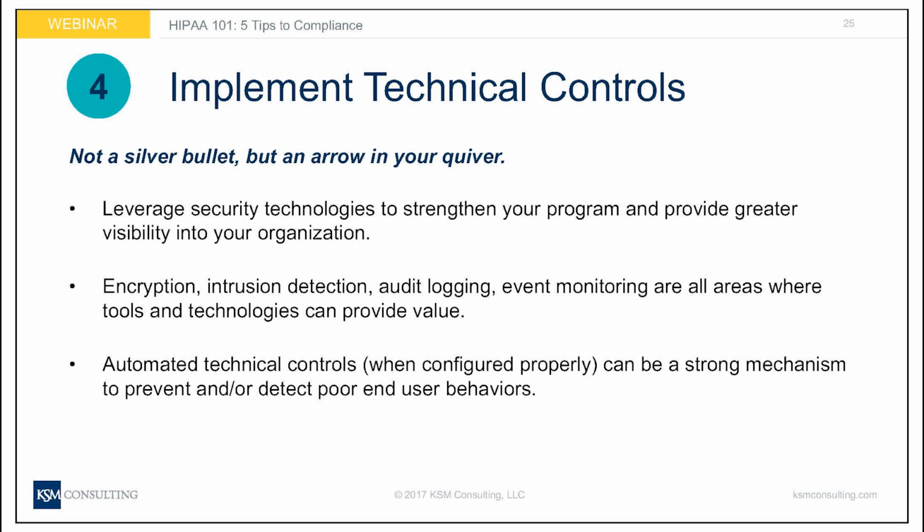So number 4, implement technical controls. It's important to think of this not as a silver bullet, but really just an arrow in your quiver. There are so many different technologies that can be leveraged, and ideally you first identify, through the risk analysis process, areas where you need mitigating controls and where technology can help supplement that. Things like encryption, intrusion detection, audit logging, and event monitoring are all common areas where tools and technologies can provide immense value. Automated technical controls, when configured properly, can absolutely be a strong mechanism to prevent or even detect poor end user behaviors.